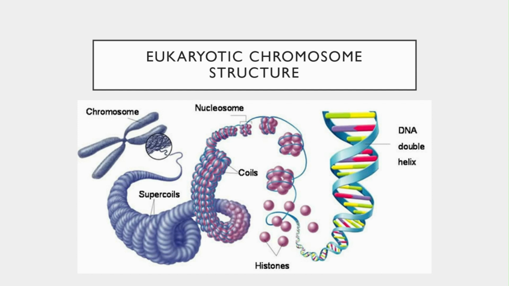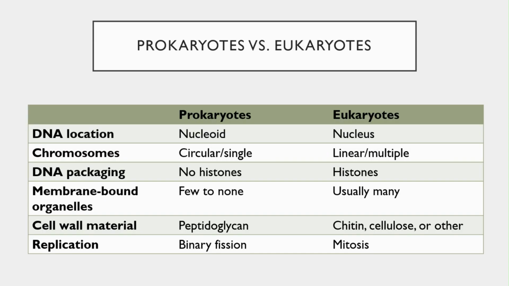So if you look all the way to the left, you can see a typical karyotype or chromosomal structure found in eukaryotes, and notice there are ends to these chromosomes. And with a prokaryotic cell, it's just one big circle. Finally, prokaryotic replication occurs through binary fission, whereas in eukaryotes it occurs through mitosis.